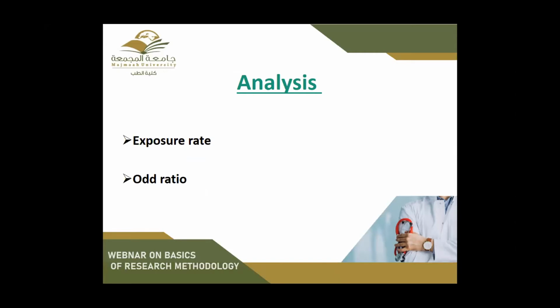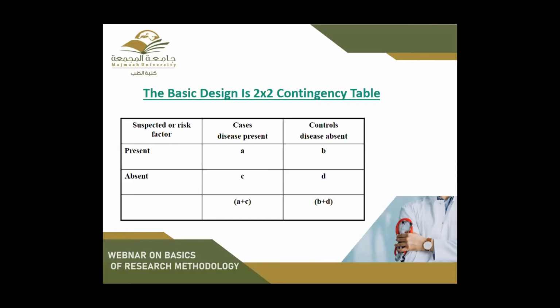It is considered an analytical observational study, and I will collect data. I will ask about the history, and I will analyze by exposure rate and odds ratio. I am using what we call the basic design, called a 2x2 or contingency table, to have my results, my collected data. For example, among the cases, a smoker who has the disease is A. Not a smoker but having the disease is C. Those who don't have the disease and are smoking are B, and those who don't have the disease and are not smoking are D. And from this table, I will do the analysis.